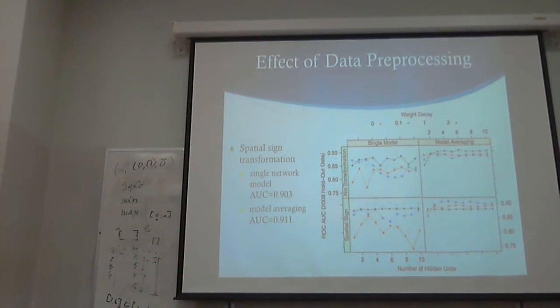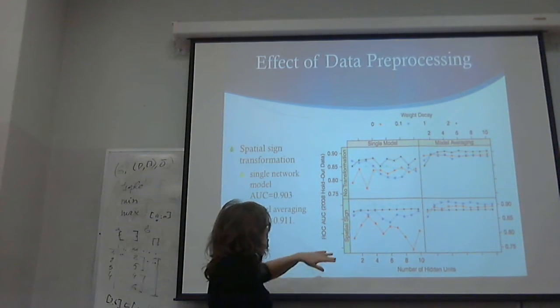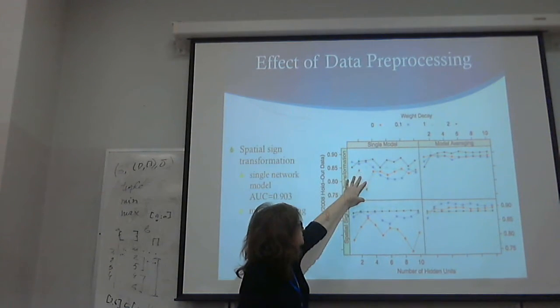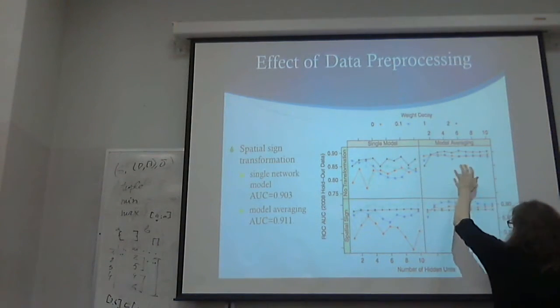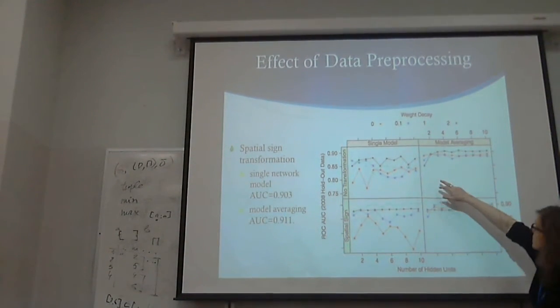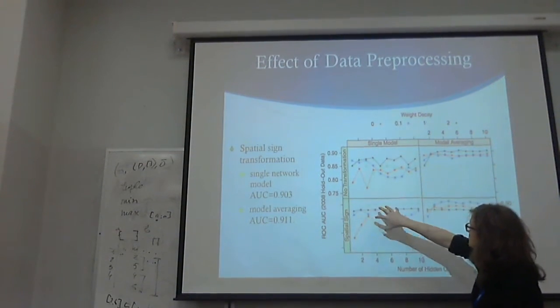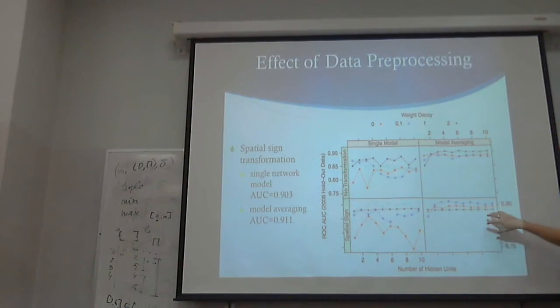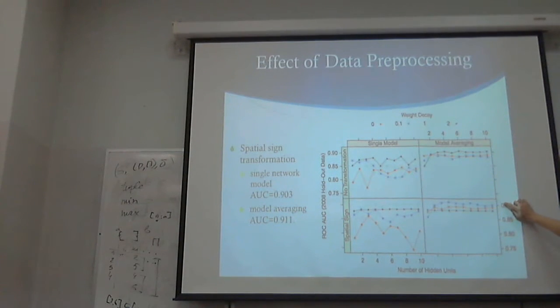This is a spatial sign transformation. This shows you how the spatial sign transformation could affect the result of the model. So these are 2 tuning plots. This is no transformation has been done, and this is single model. This is neural network model averaging. And this is showing us how model averaging actually improves the model. And this is raw characteristic. This is spatial sign transformation. And this is, again, model averaging.